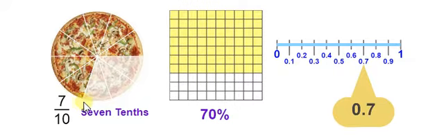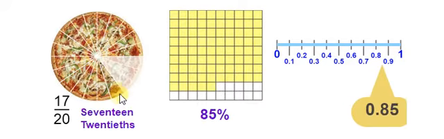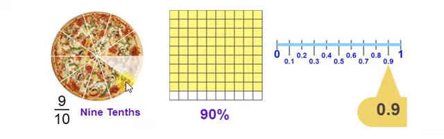Now suppose this is now a 9 out of 10. There are 9 portions in the unit cycle, and that makes 9 over 10, equivalent to 90% when you look at the grid, and that is equivalent to 0.9.